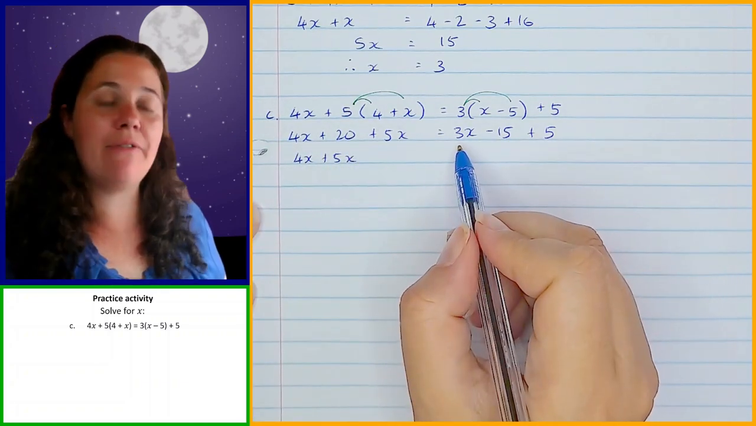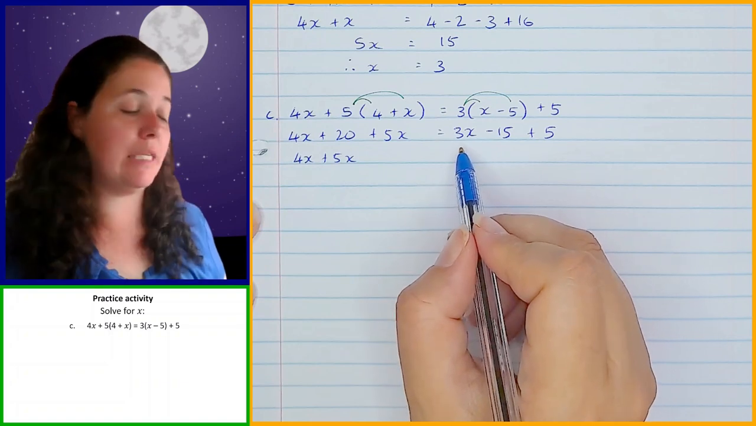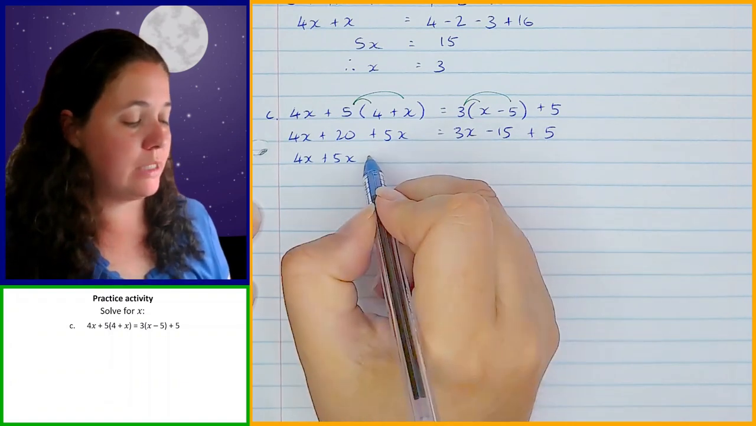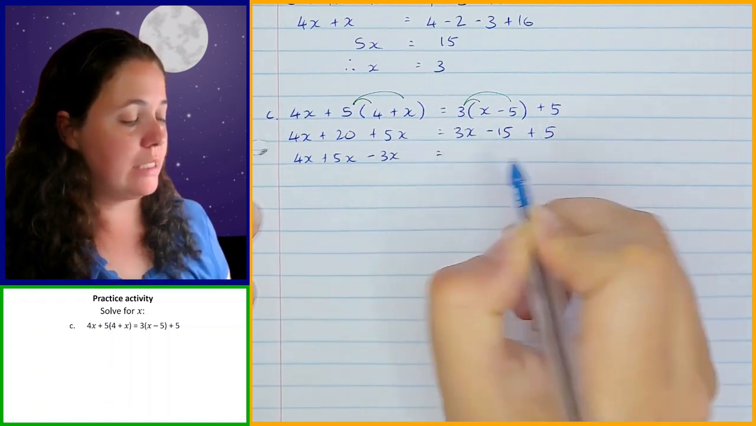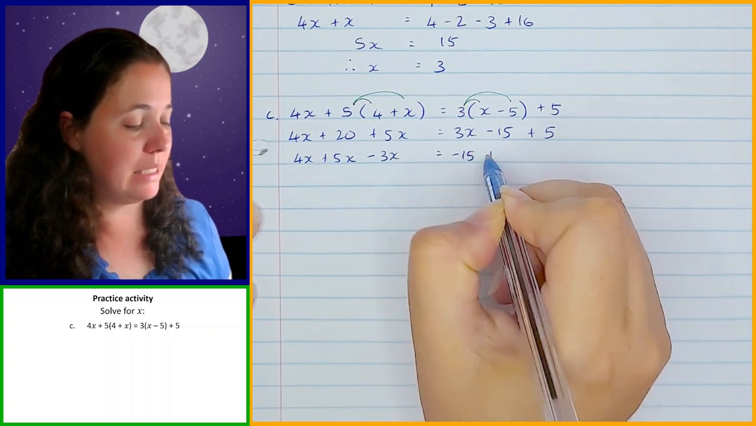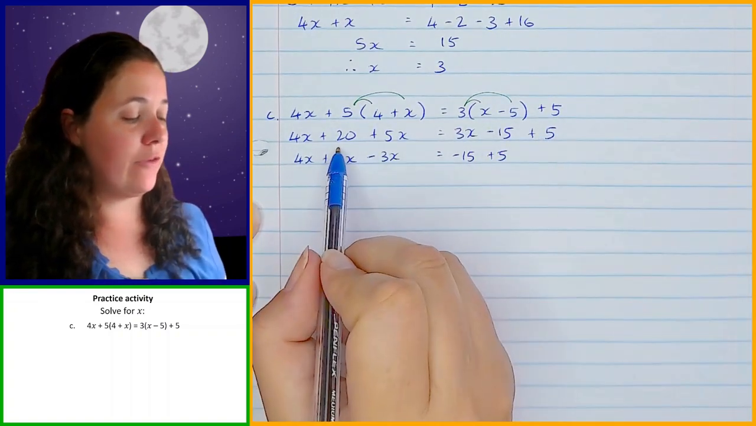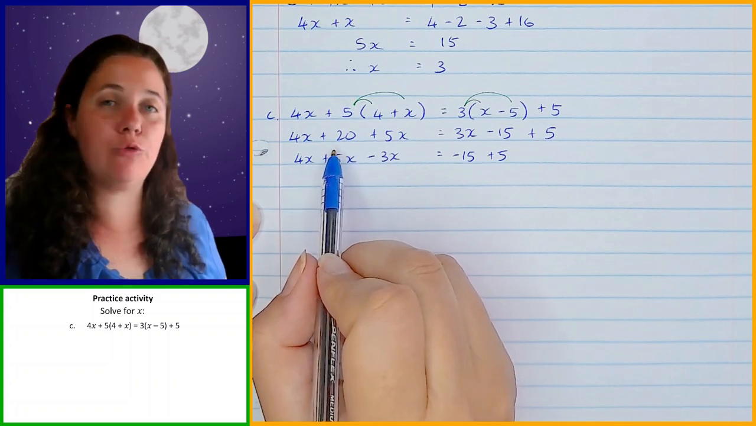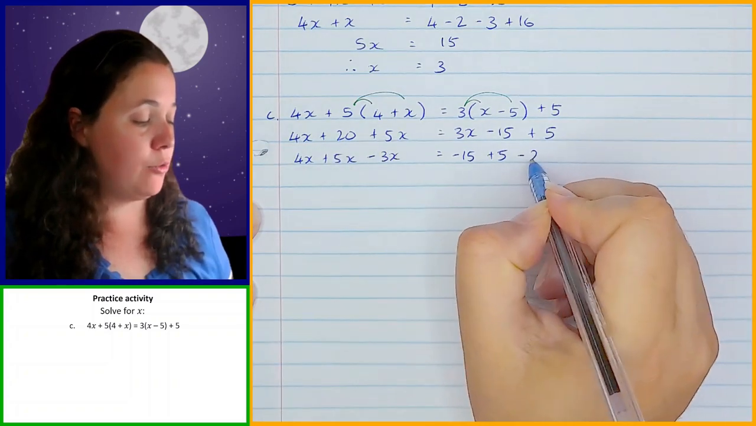And on the right-hand side, I've got a 3x that I want to get rid of, so I'm going to subtract 3x on both sides. Equals. And on the right-hand side, I've got negative 15 plus 5. And on the left-hand side, I've got positive 20 that I want to get rid of, so I'm going to subtract 20 on both sides.